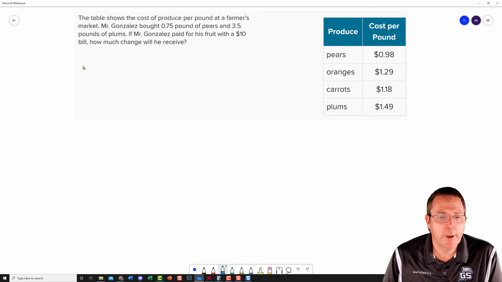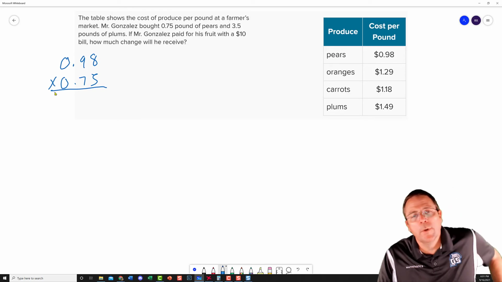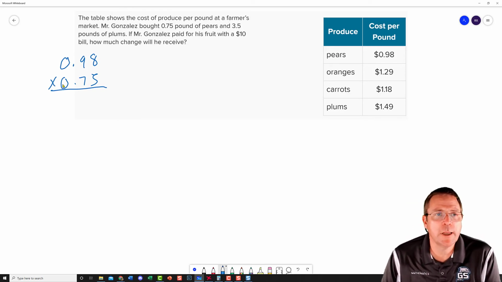We know that the pears cost 98 cents per pound, 0.98, and we know that he bought 0.75 pounds of the pears. So we have to multiply those two numbers together to find out how much money he spent on the pears. So let's do that first.